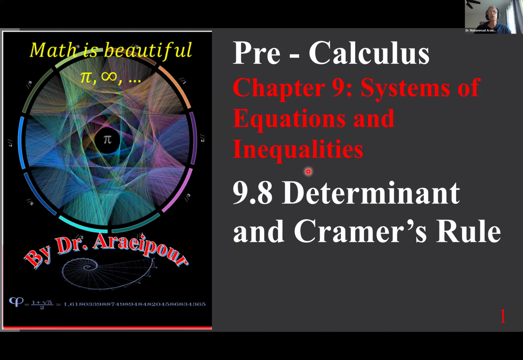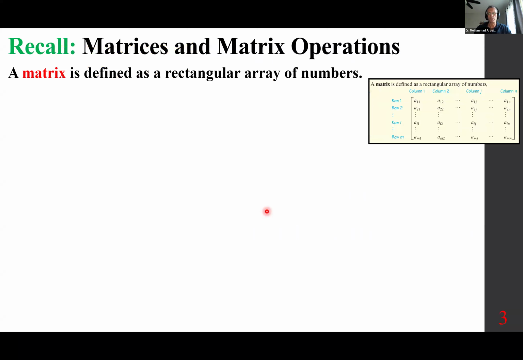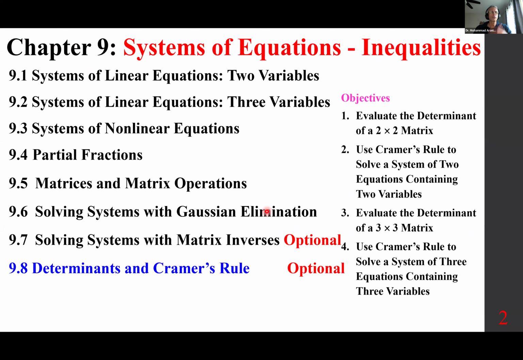Good afternoon, class. We're looking at Chapter 9, Systems of Equations and Inequalities. Here's 9.8, Determinant and Cramer's Rule. So we covered various parts, and now we are covering Determinant and Cramer's Rule. The objectives are to evaluate the determinant of a 2x2 matrix, use Cramer's Rule to solve a system of 2x2, evaluate the determinant of a 3x3, and use Cramer's Rule to solve a system of 3x3.